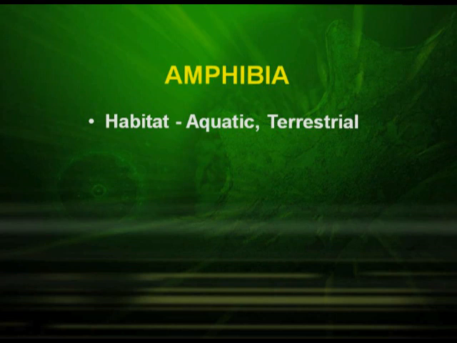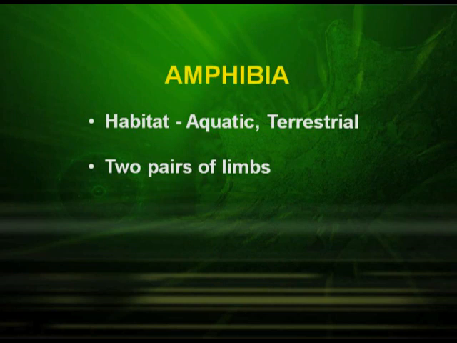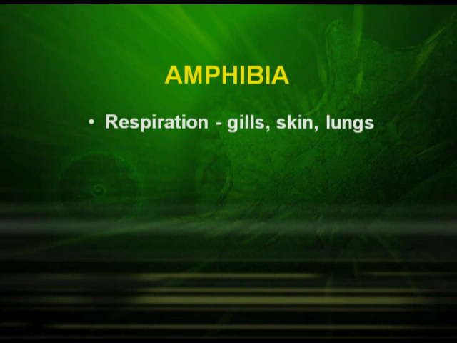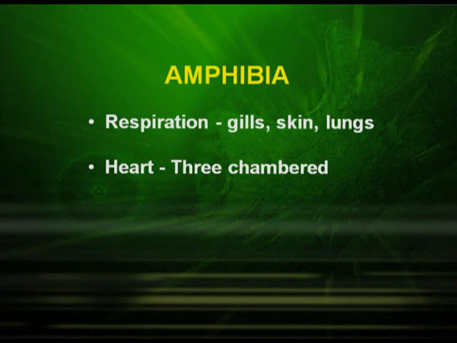Amphibia. They are found in aquatic as well as terrestrial habitat. Presence of 2 pairs of limbs. Their body is divided into head and trunk and the respiration is either by gills, skin or lungs. In amphibia, heart is 3 chambered and they are cold-blooded animals.